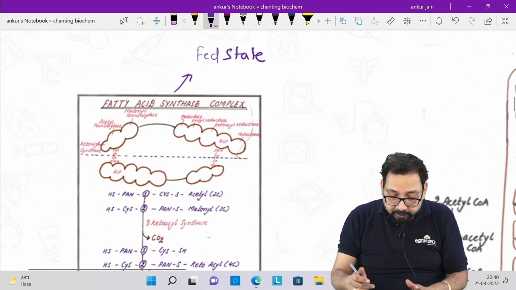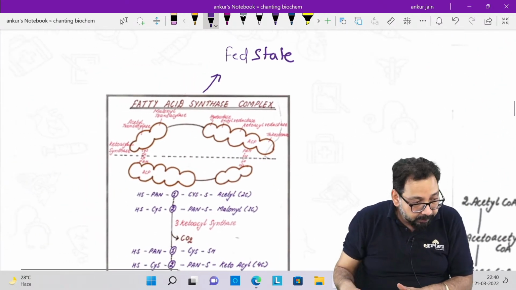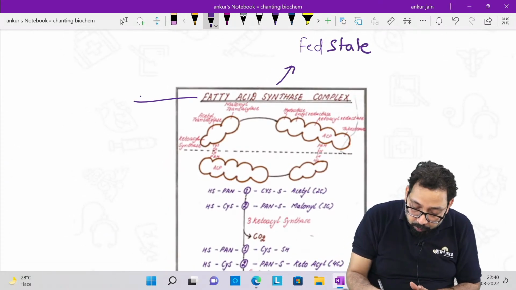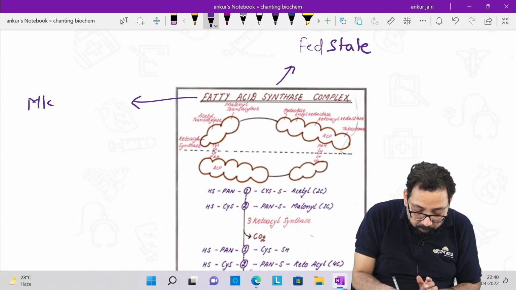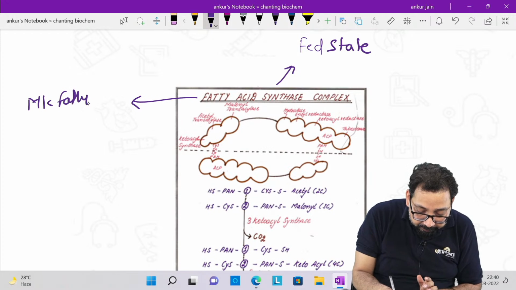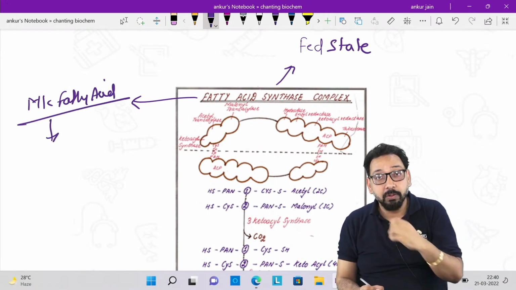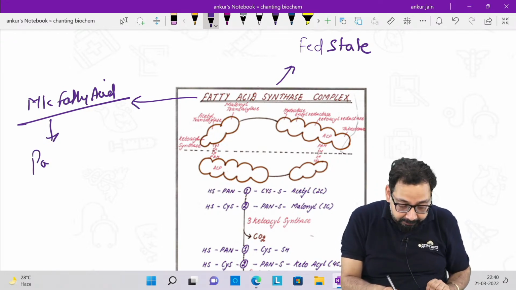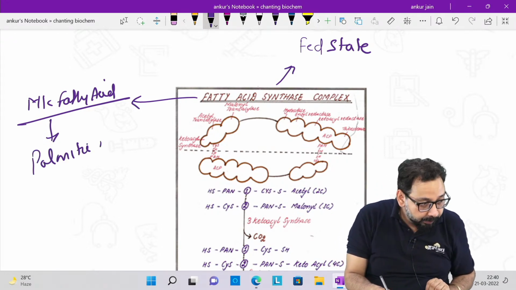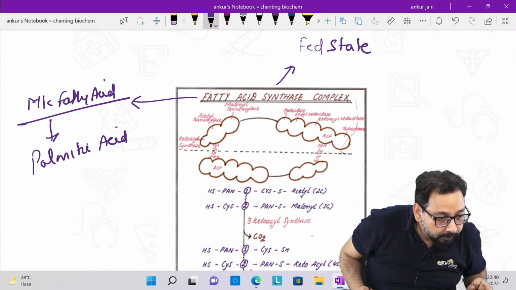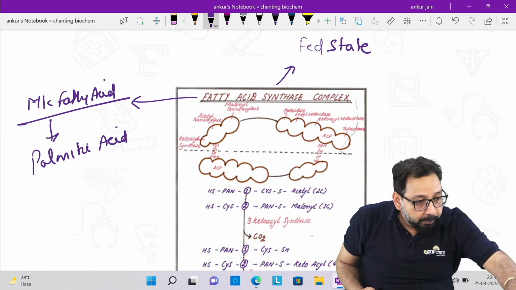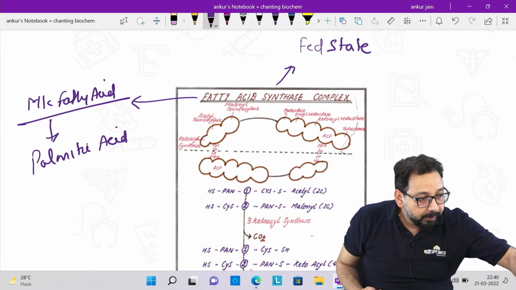The question is asked: in fatty acid synthesis, the most common fatty acid to be synthesized, which is the most common fatty acid? Palmitic acid. How many? Yes, please do reply. How many?